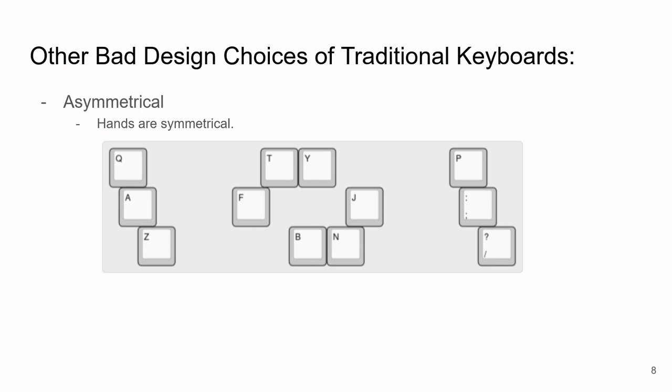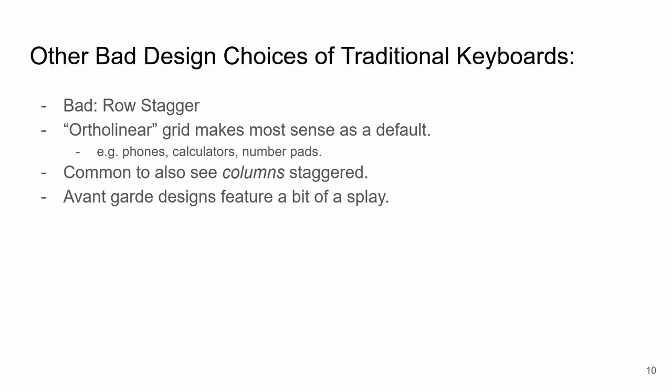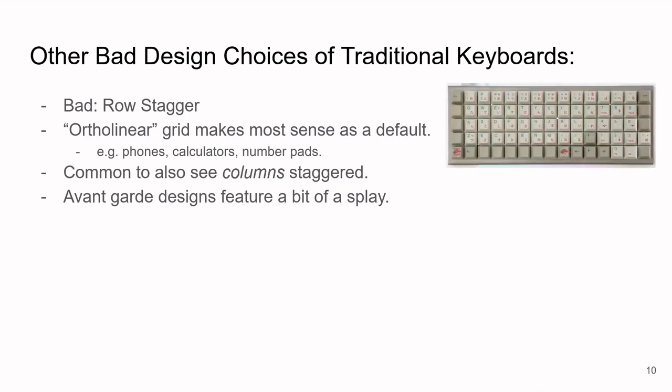The keys in the middle on the upper and lower row are very different distances from the home keys F and J. Or this example illustrates what a symmetrical row stagger would look like. But I don't think symmetry fixes the problem. I still don't like the row stagger. I would say an ortholinear grid makes the most sense as a default option for a keyboard.